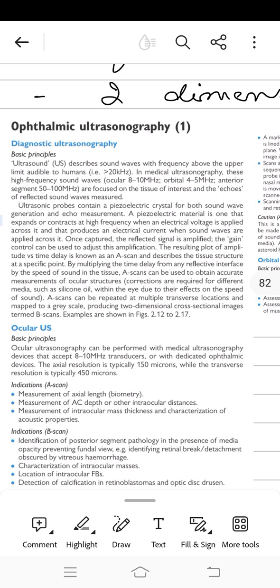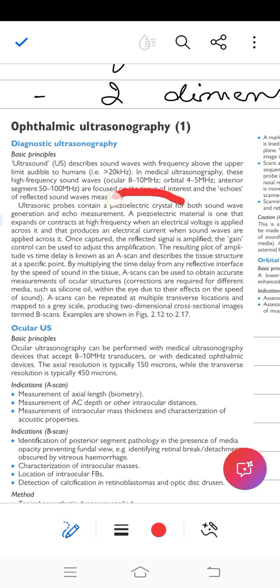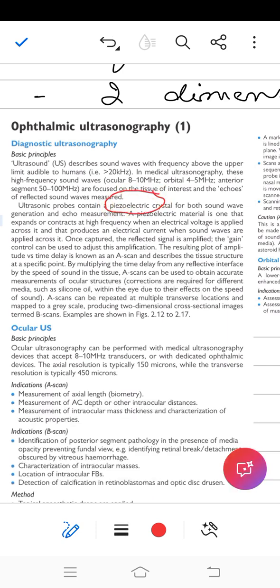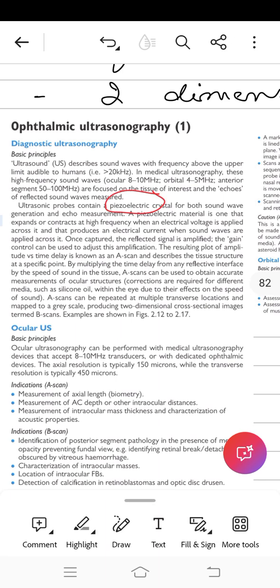Ultrasonic probes contain a piezoelectric crystal for both sound wave generation and echo measurement. This piezoelectric crystal expands or contracts at high frequency when an electric voltage is applied across it, and produces an electric current when sound waves are applied across it. Once captured, the reflected signal is amplified, and the gain control can be used to adjust this amplification.